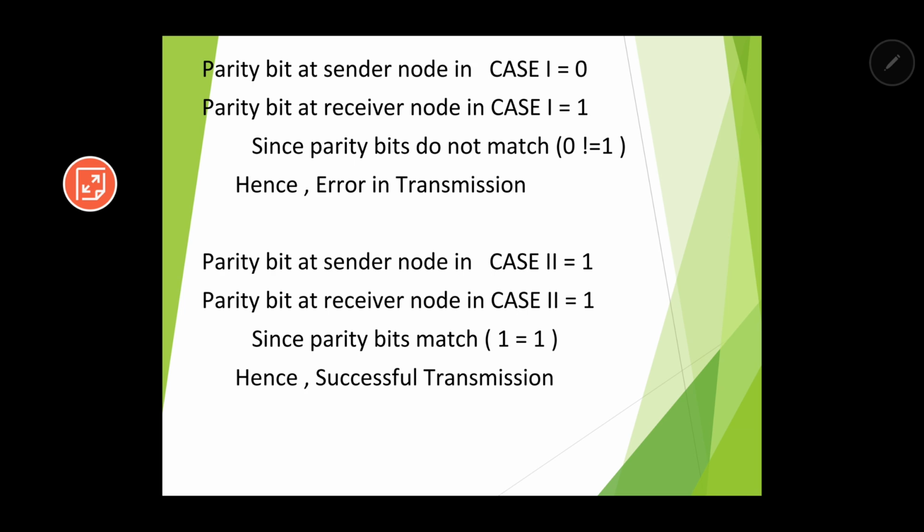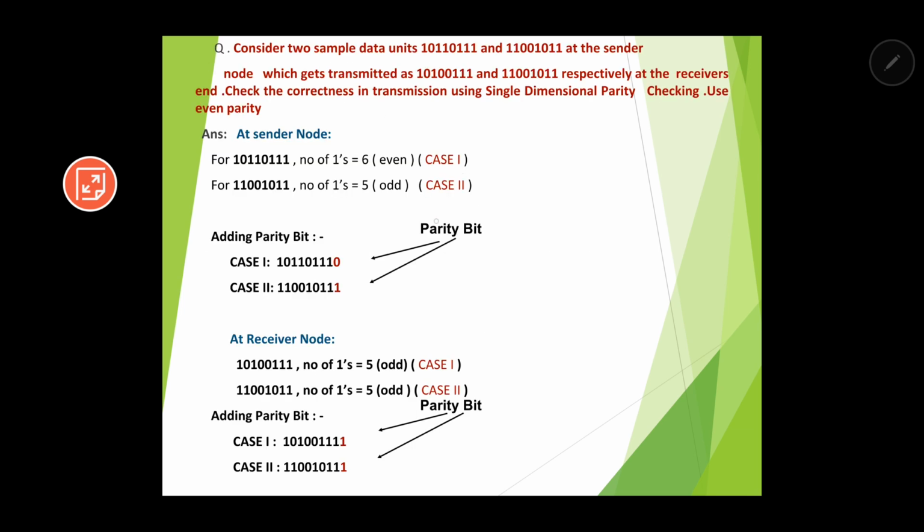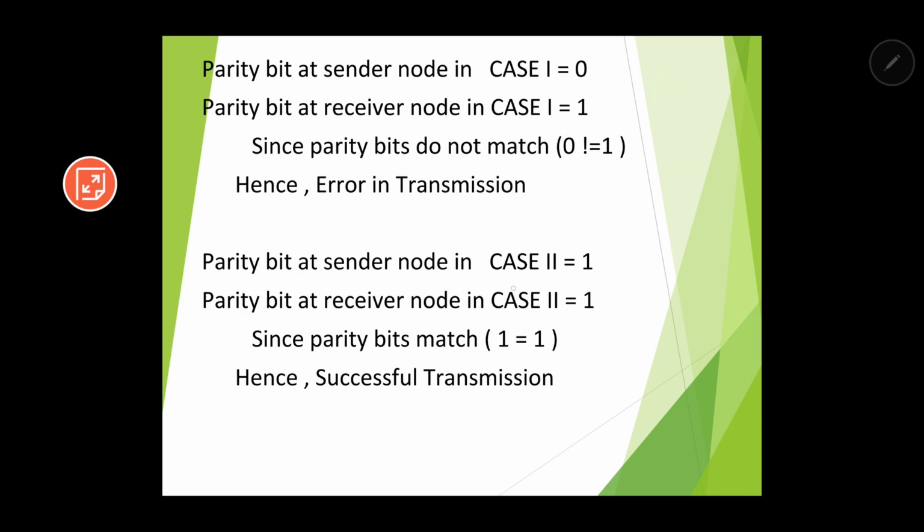Let's go to the second chunk of data. In case 2, what is the parity bit at the sender's node? 1. In case 2, at the receiver's node, what is the parity bit? It is 1. So parity bit at the sender node in case 2 is 1. At the receiver node also, the parity bit is 1. Since the parity bits match, therefore the transmission is successful.